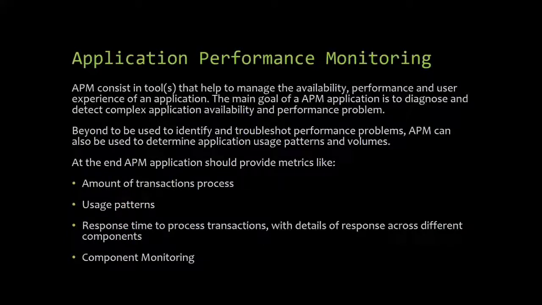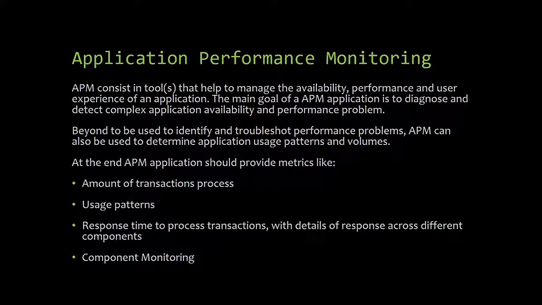Application Performance Monitoring, a quick overview. Application Performance Monitoring, also known as Application Performance Management, consists of tools that help to manage availability, performance, and user experience of an application. The main goal of an APM application is to diagnose and detect complex application availability and performance problems. Beyond the use to identify and troubleshoot performance problems, an APM application can also be used to determine application usage patterns and volumes.